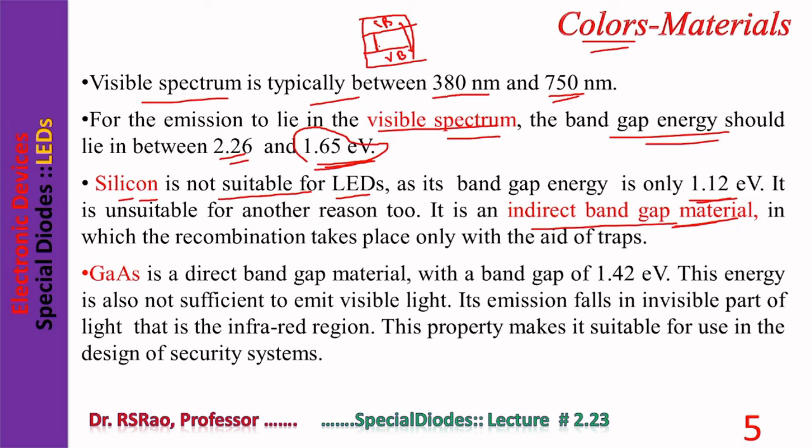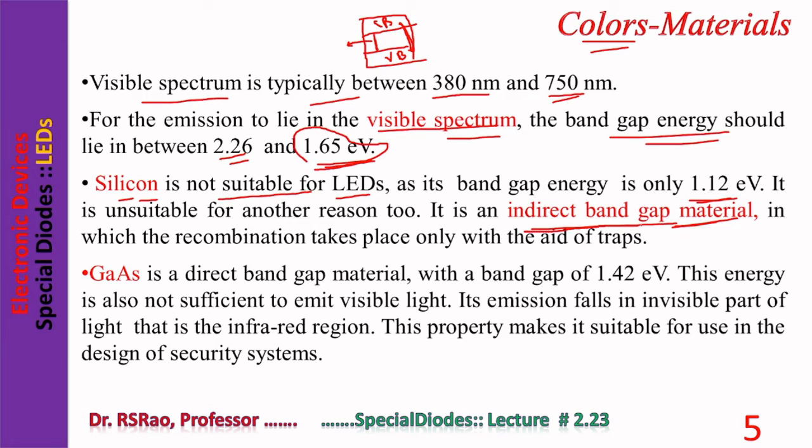Now, in direct band gap materials, the fall is direct from CB to VB. So energy release is equal to band gap energy. At least that much energy gets released. Sometimes it may be even more. Released energy may be even more than band gap energy.